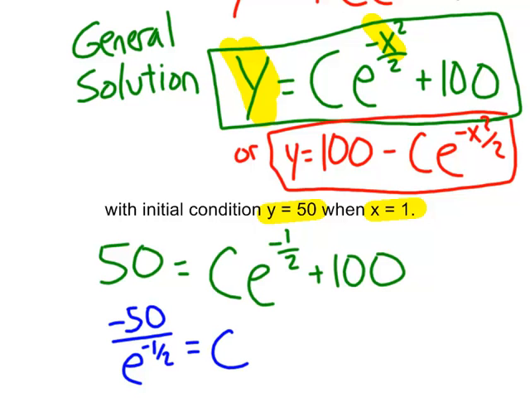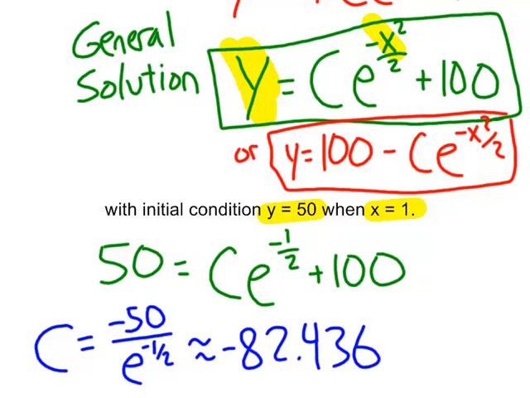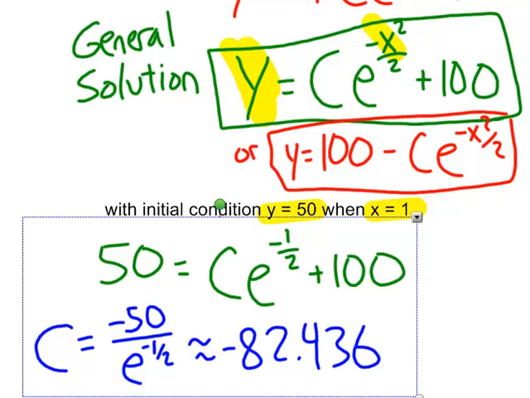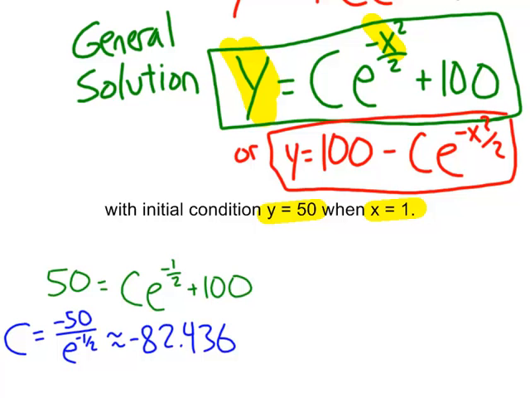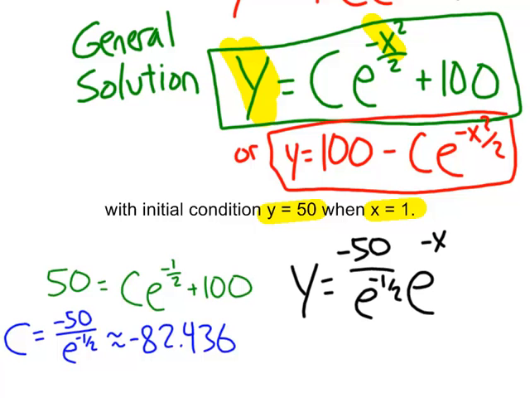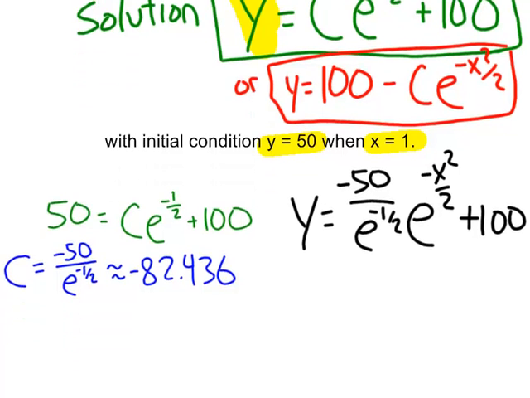And that will give me c all by itself. Okay, let's put the c equals over on this side. And then I'll type into the calculator. And I'll find that that's approximately -82.436, which is not too far off from what we predicted it would be in Geogebra. So our particular solution would therefore be y equals c, which we said is -50 over e to the -1/2, times e to the -x squared over 2, plus 100.